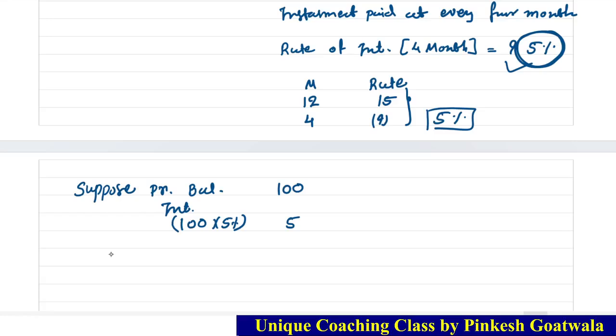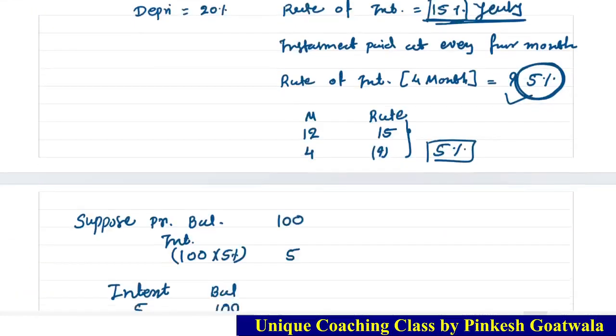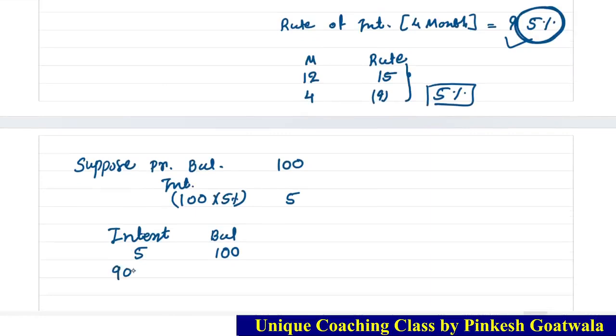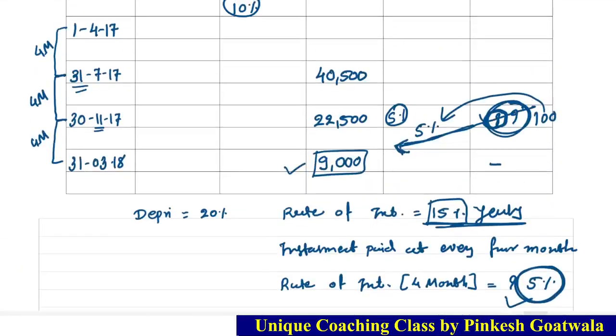We already have an amount of interest. If interest is 5, then the previous balance is 100. Now what is our interest here? It is 9,000. So if interest is 9,000, what will be the amount of balance? 9,000 into 100 divided by 5, you will get the answer 180. It is our balance, this balance. Okay, clear?